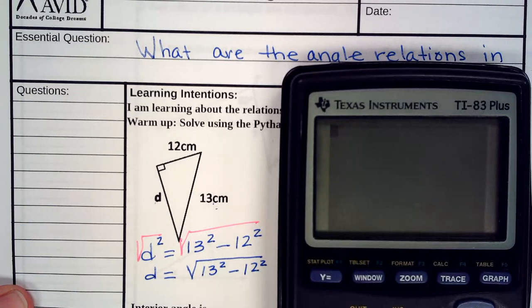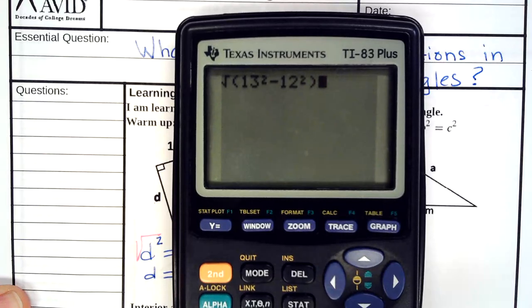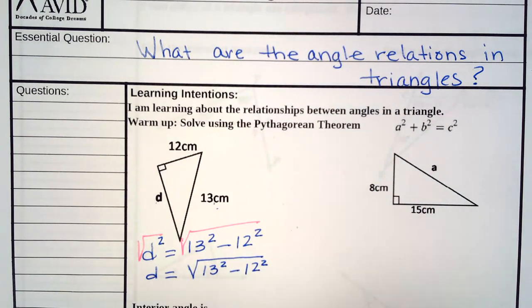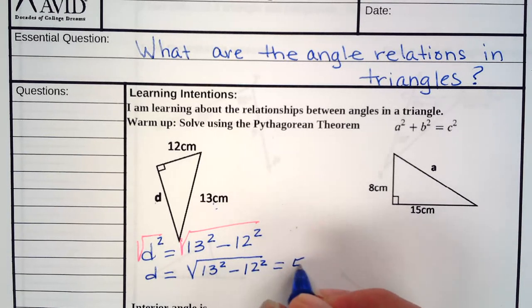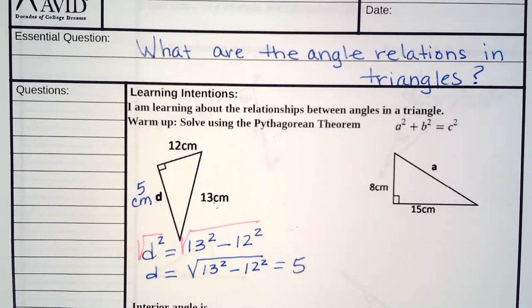So I'm going to do second x squared to get my square root. 13 squared minus 12 squared. Hit my enter and I get 5. So this is equal to 5, and that would be 5 centimeters. Okay, if you have the hypotenuse and the leg, you will subtract. If you've got the two legs, you will add.